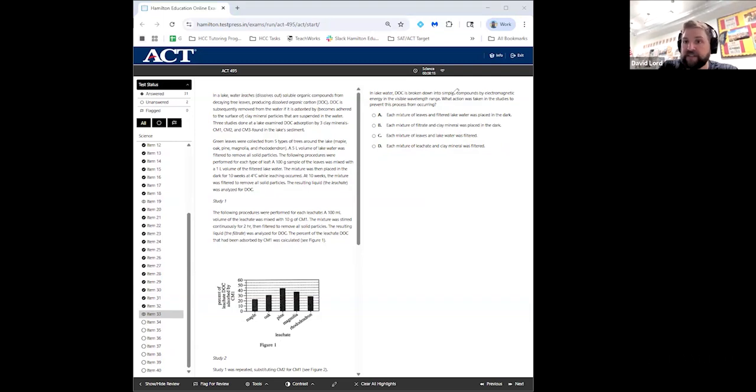In the lake water, DOC is broken down into simpler compounds by electromagnetic energy, also known as light. What action was taken in the study to prevent this process from occurring? That's called experimental design, where you want to go back and read over what they did to prevent it. It said earlier that they placed it in the dark. If it's placed in the dark, light can't reach it. So those are all pretty good. Each mixture of leaves and filtered water was placed in the dark. That's study one, back when they had the leaves and the water that they placed in the dark. So the answer was A.